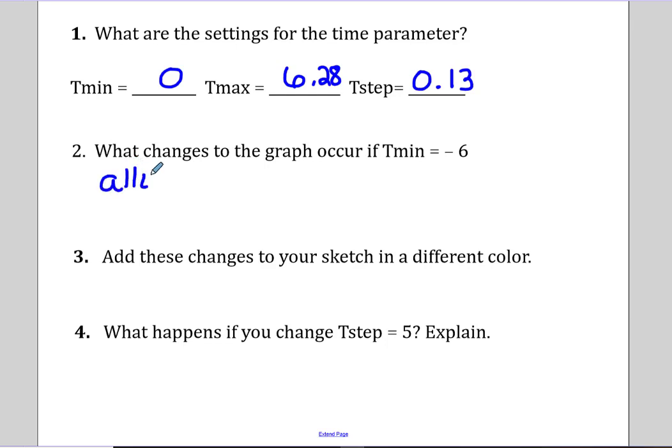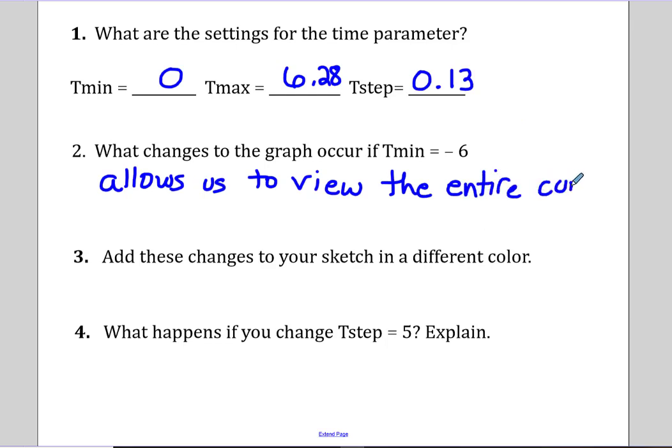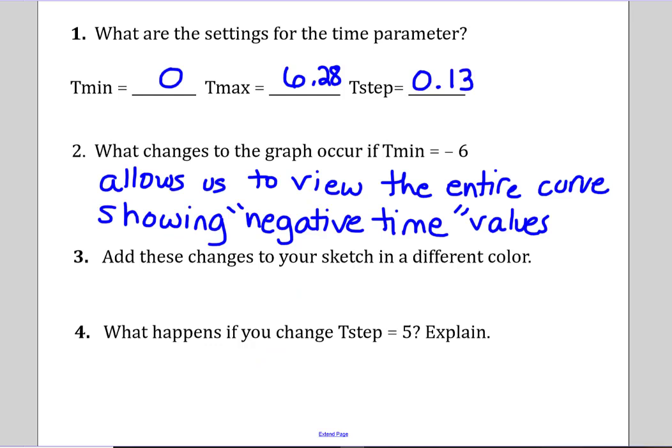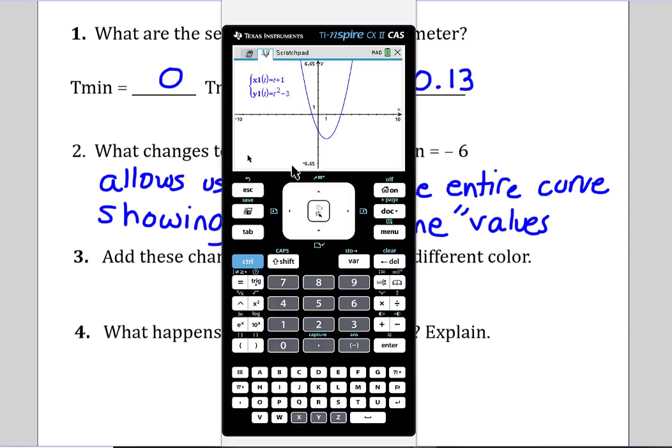So that's what changes occur. It allows us to view the entire curve. Then if we show that in a different color on the other screen, we have the entire parabola. Next, they want us to know what happens if we change the t-step from 13 hundredths to 5 and explain that. So let's give that a try.